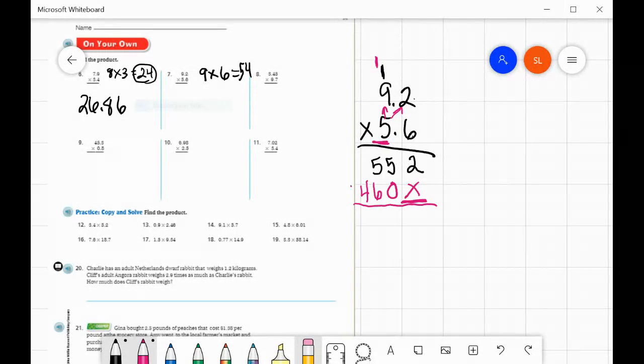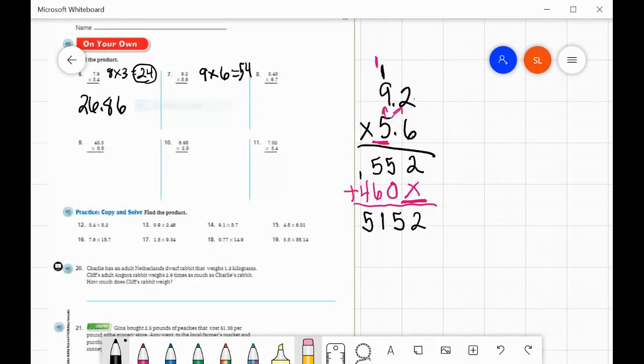And now we're going to add these numbers together. 2 plus 0, or 2 plus x is nothing, so 2. 5 plus 0 is 5. 5 plus 6 is 11. Carry the 1. 4 plus 1 is 5.